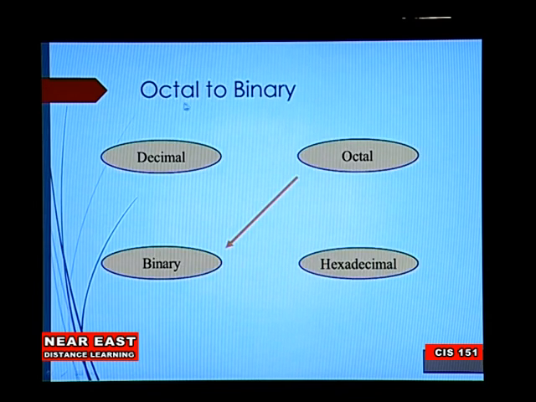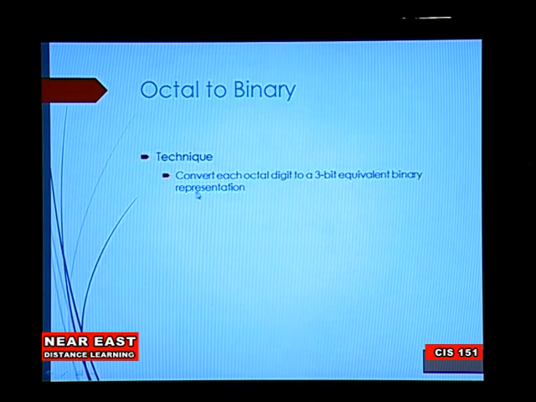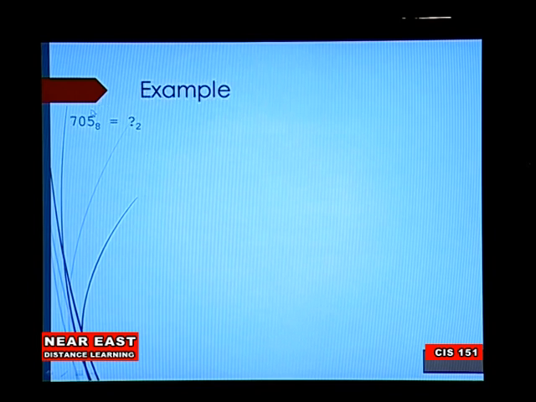Now I'm going to show you how to convert octal to binary. Octal to binary, the technique: convert each octal digit to its 3-bit equivalent binary representation. So we have here 705 in base 8, equal to what in base 2? From base 8 to base 2. This is how it is converted: 7 equals 111, 0 equals 000, 5 equals 101.